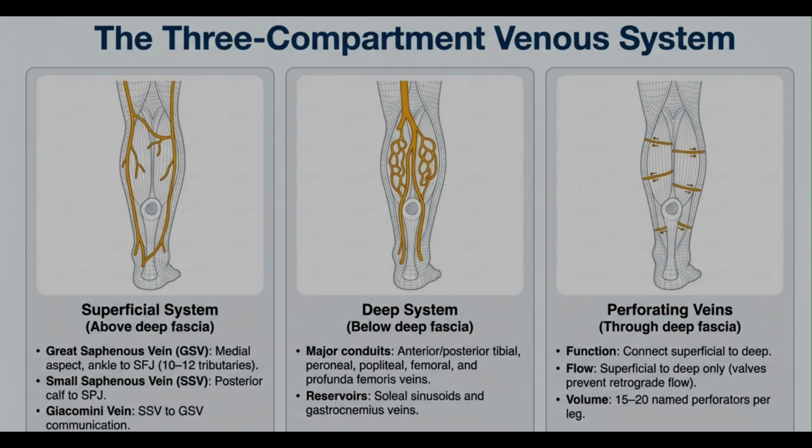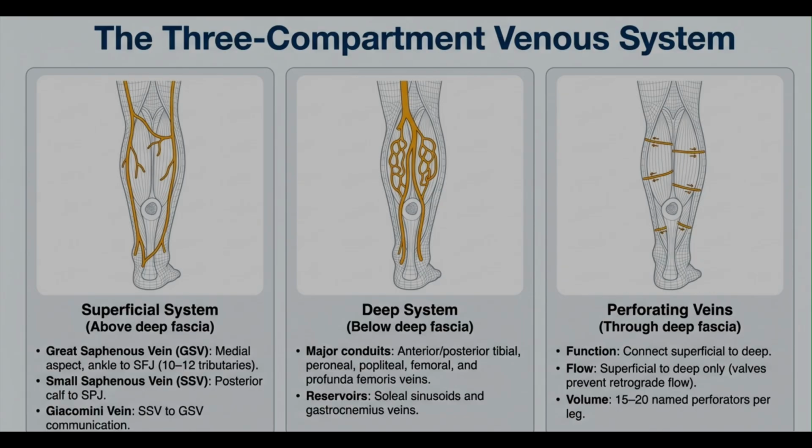The deep system exists below the deep fascia. Major conduits are the anterior and posterior tibial, peroneal, popliteal, femoral, and the profunda femoris veins. Reservoirs are the soleal sinusoids and gastrocnemius veins.